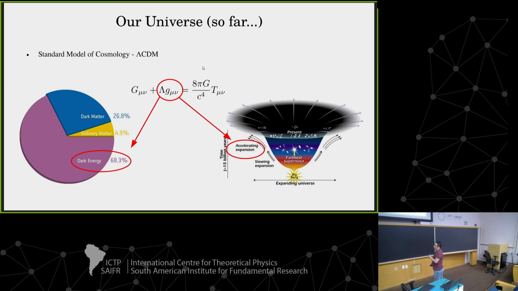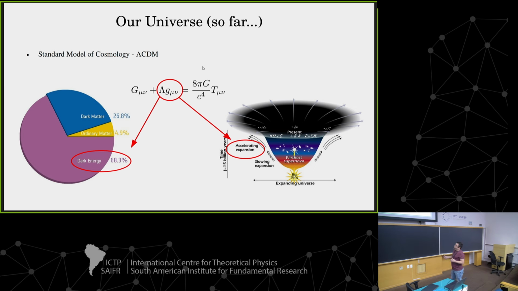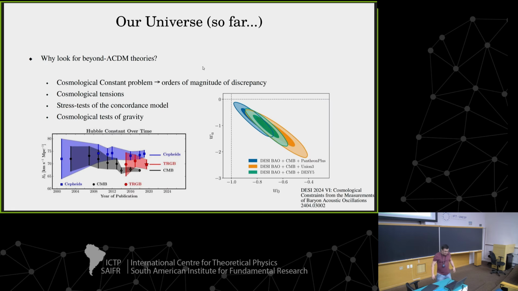Ordinary matter is everything that interacts in ways besides only gravitationally, because dark matter so far only interacts via gravitational interactions. And dark energy is the main driver. For instance, it's the explanation that we have for the current acceleration of the expansion of our universe. Just a brief slide that I always have to put here, because I'm always talking about beyond-LCDM theories.